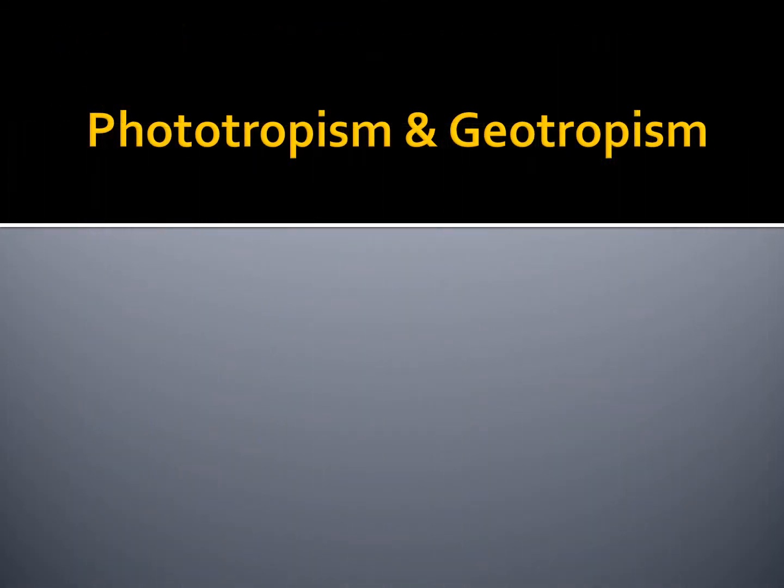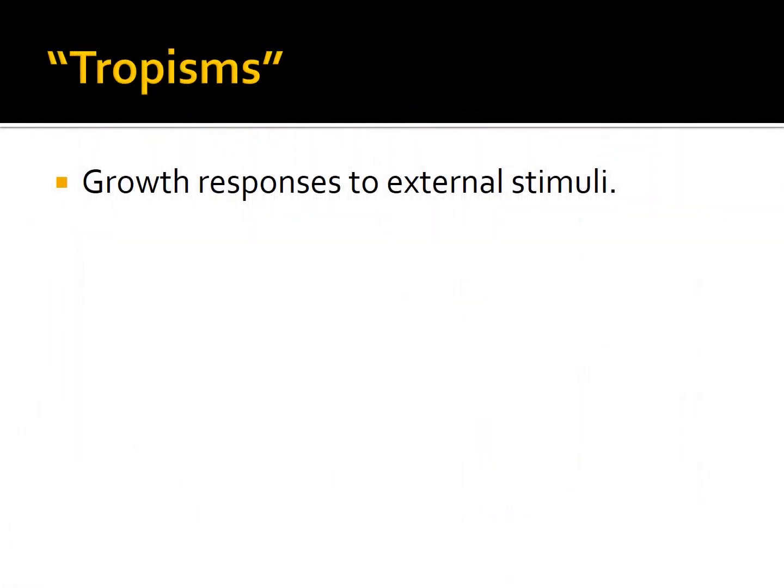All right, finally we'll end this lecture video by talking about phototropism and geotropism. Tropisms in general are how plants respond to external stimuli. In the case of phototropism, the external stimulus would be light. In the case of geotropism, the external stimulus would be gravity.